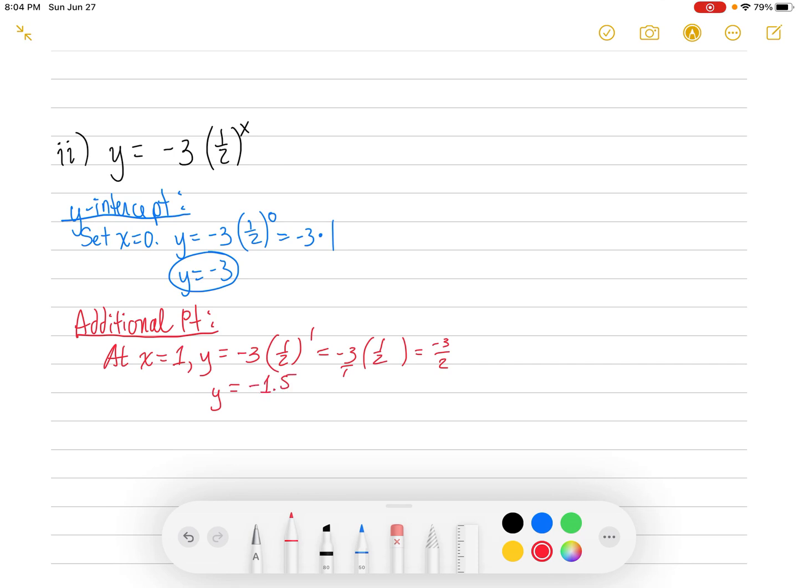That's the same thing as -3 over 1. You take the top times the top. -3 times 1 is -3. And on bottom, the bottom times the bottom. 1 times 2 is 2. So -3 halves. So y would be -3 halves, or -1.5, you could say.